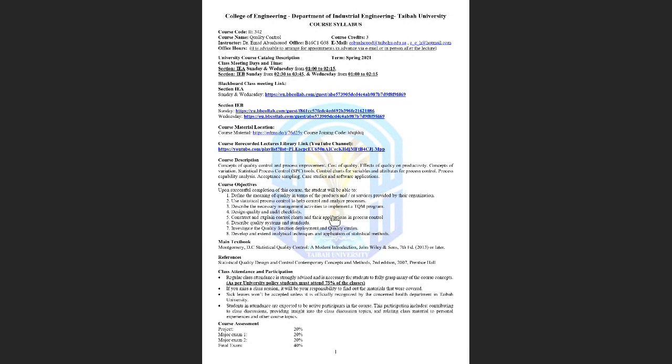Okay, good. The course description: the concept of quality, quality control, quality assurance, quality improvement, cost of quality, all that will be covered in this course. The most important part in this course, it doesn't mean the others are not important, but the most important is the quality control charts. The control charts will take around 2 chapters, only the control charts.